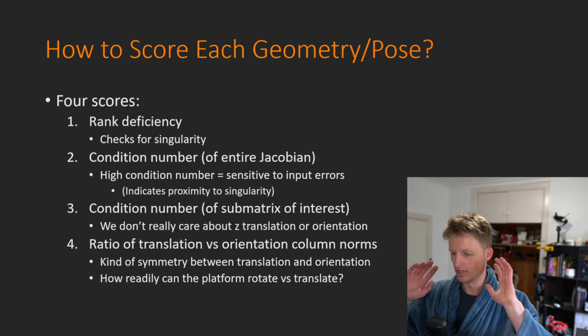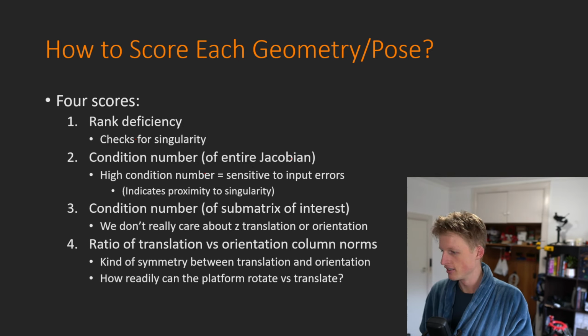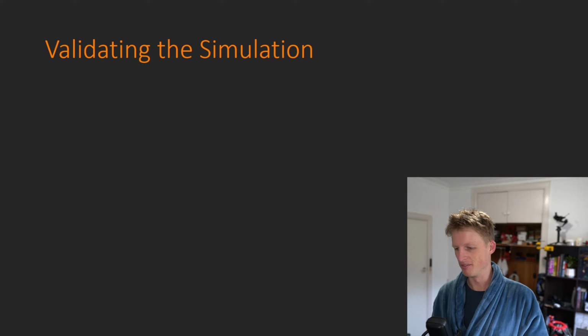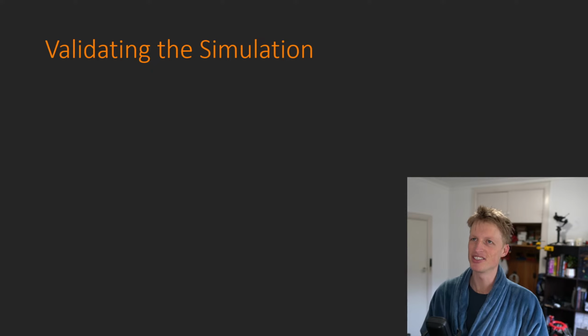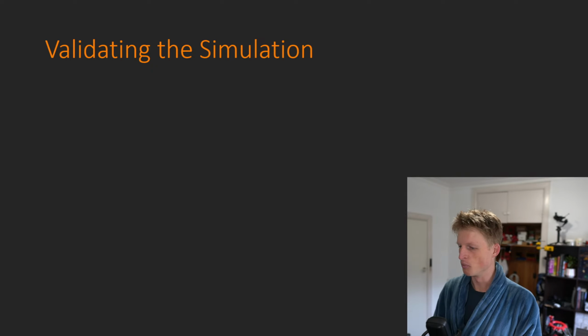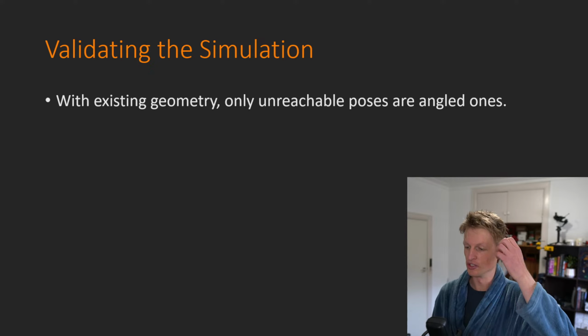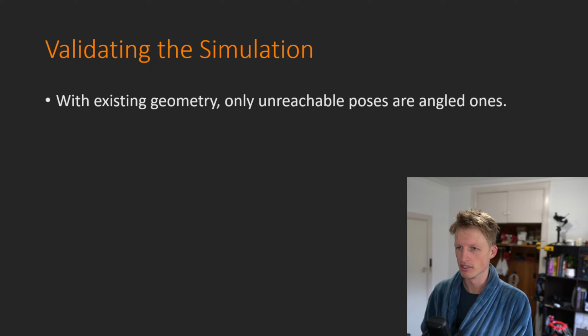Okay, so I put all those together. They're all in a nice, easy function, and everything was working. But it's good to validate the simulation just to make sure that everything is actually doing what we want it to. And one of the forms of validation that I did here was to test the existing geometry. And I can show you what that looks like here. Let me just make sure this is set up correctly. Yes, yes, yes.